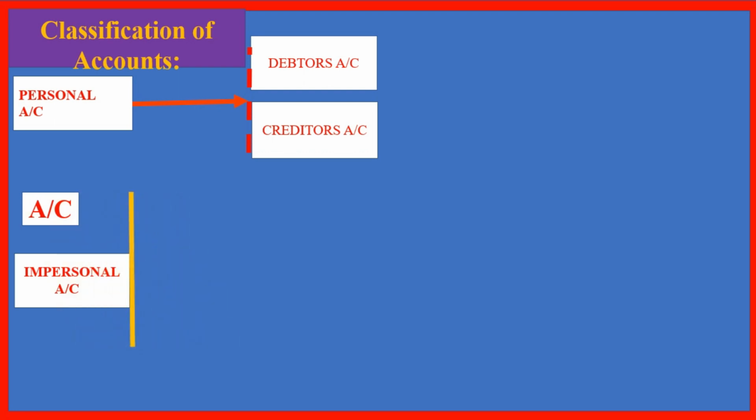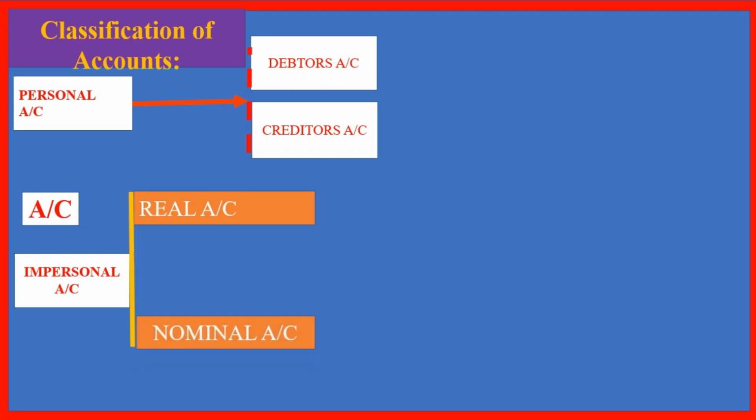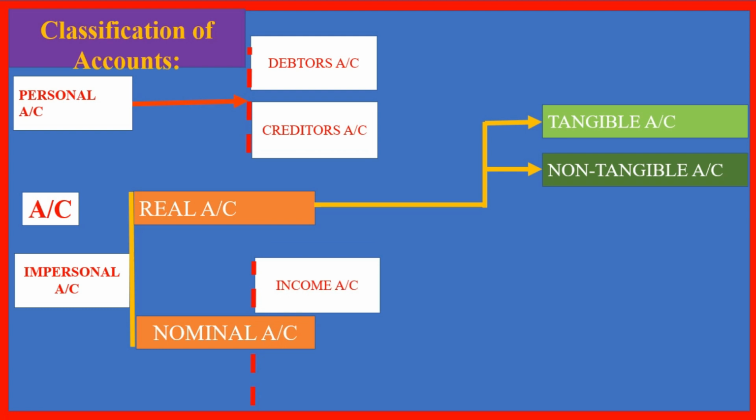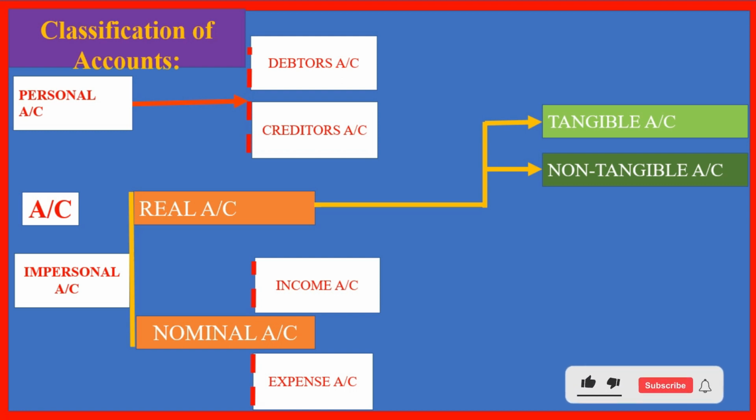What about impersonal accounts? In a similar manner, they are divided into two distinct sets: the real accounts, and the nominal accounts. For the case of real accounts, they are further classified into tangible asset accounts and non-tangible asset accounts. And in a similar manner, nominal accounts are further classified into two: income accounts and expense accounts.